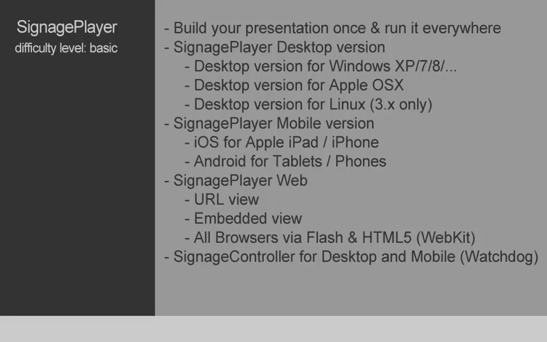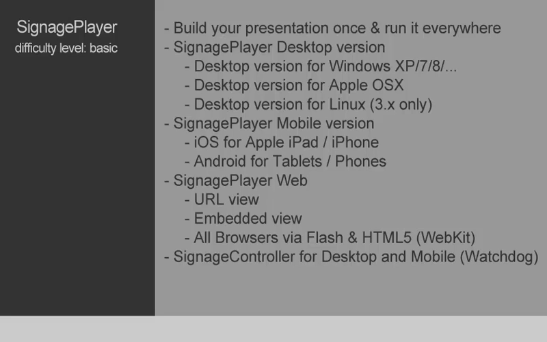We have the desktop version that's designed for Windows XP, Windows 7, 8, and future versions of Windows. We also have the desktop version for Apple OS X, as well as the Linux version. Now keep in mind that the Linux version only supports the Signage Studio up to version 3.0 as it's been discontinued. So if you're starting now with the system, we do recommend that you pick either OS X or Windows if you plan on using the Signage Player desktop version.